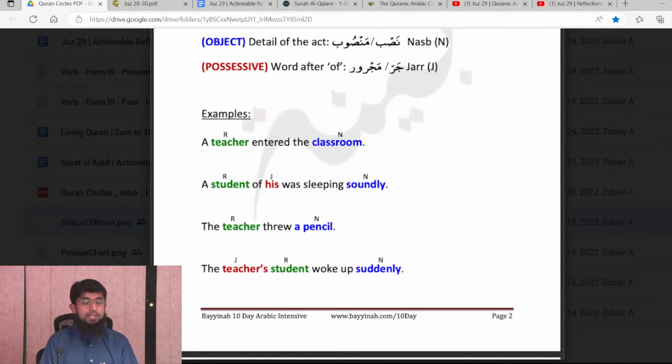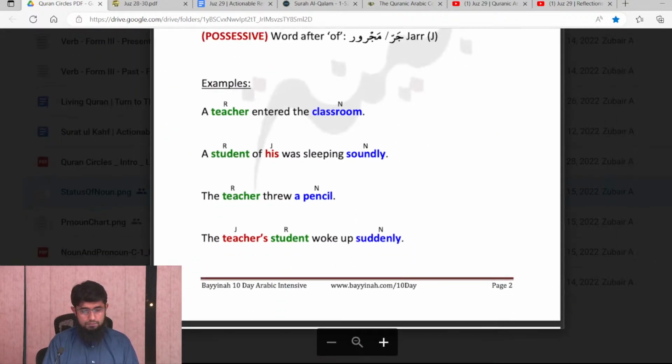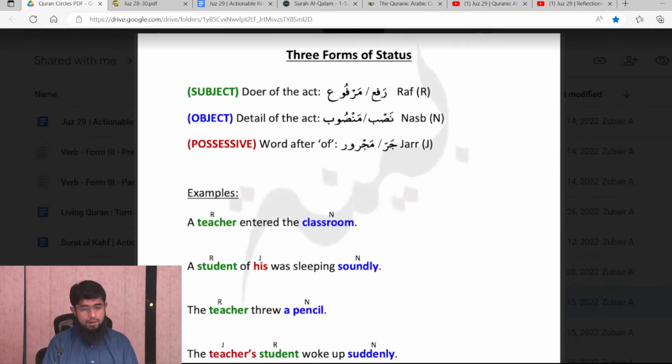Now in this case, the teacher's student. So in this scenario, the teacher becomes a what? Jar. And the student becomes the what? Marfu. However, they both together are representing the doer of the action. The teacher's student woke up suddenly. So the doer is who? The teacher's student, right? But because teacher is coming as a relationship to student, then the teacher will become majrur. Subject, subject, object, possessive. Okay? So that's one rule that determines what role.